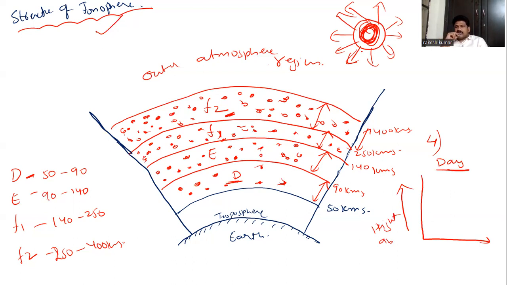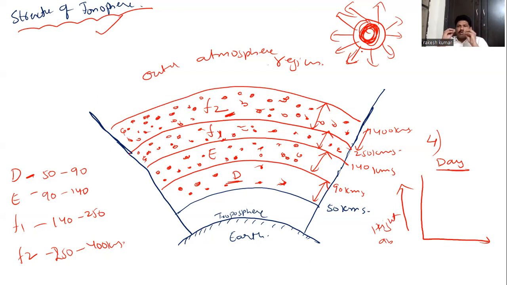Coming to the structure of the ionosphere, in the morning or in the daytime, totally four layers will be available. What are the four layers? D layer, E layer, F1 layer, and F2 layer. But coming to the night time, the D layer will disappear, and the F1 and F2 layers will merge as the F layer.